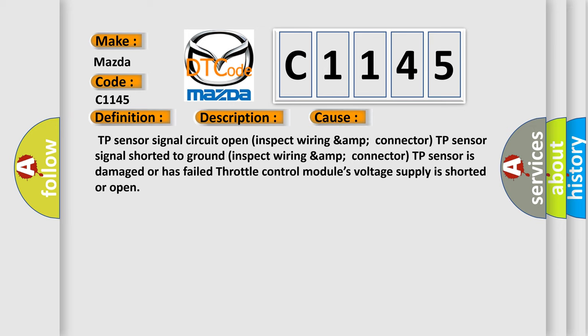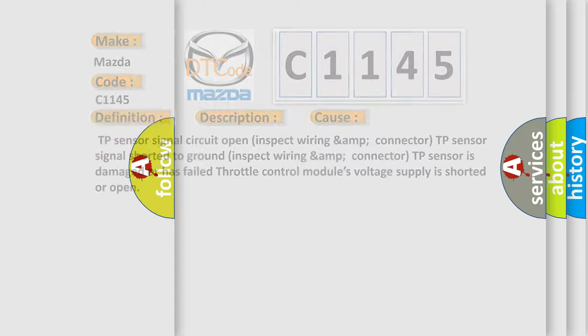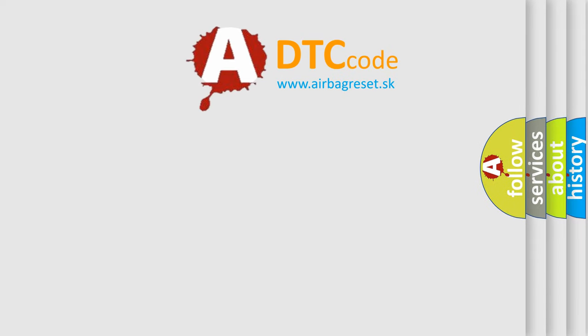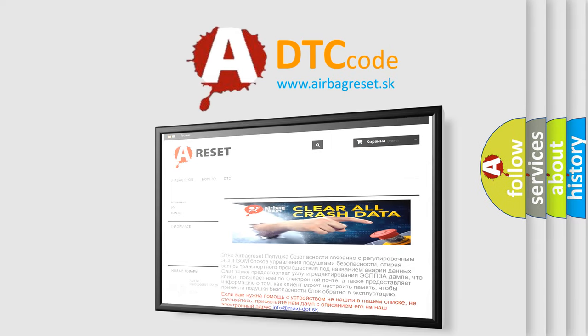This diagnostic error occurs most often in these cases: TP sensor signal circuit open, inspect wiring and connector; TP sensor signal shorted to ground, inspect wiring and connector; TP sensor is damaged or has failed; throttle control module's voltage supply is shorted or open.